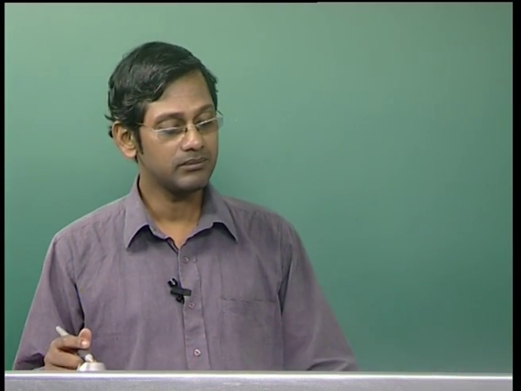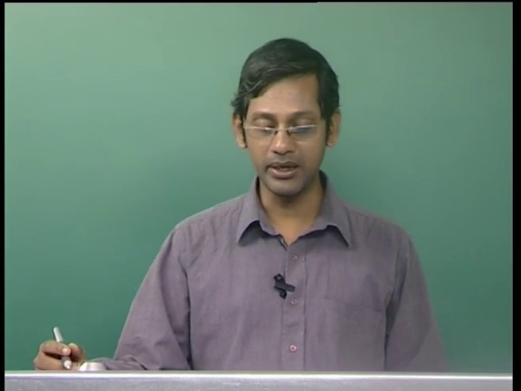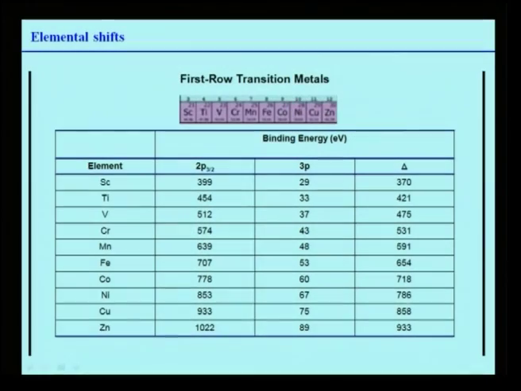Well, now let us talk a little bit about the elemental shifts for the different first transition metal series: scandium, titanium, and so on. Scandium stands for 21, and zinc stands for actually 30. So if you go from 21 to 30, the 2p 3/2 peak actually shifts from 399 electron volts to 1022 electron volts. The 3p peak shifts from 29 to 89.